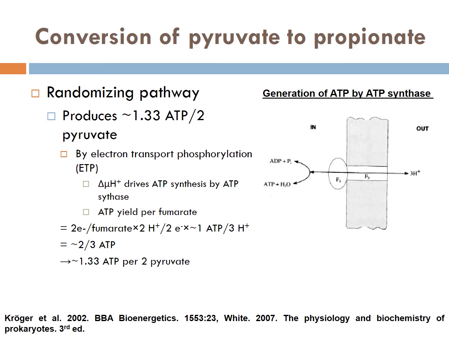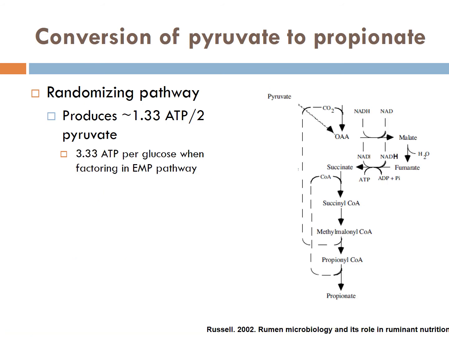These ATP yields are approximate because no one really knows the stoichiometry of the ATP synthase. The figure suggests that 1 ATP is generated per 3 protons, but there's debate over what is the true stoichiometry. Because the randomizing pathway produces 1 1/3 ATP per 2 pyruvate, there's a total yield of 3 1/3 ATP per glucose when factoring in the EMP pathway.